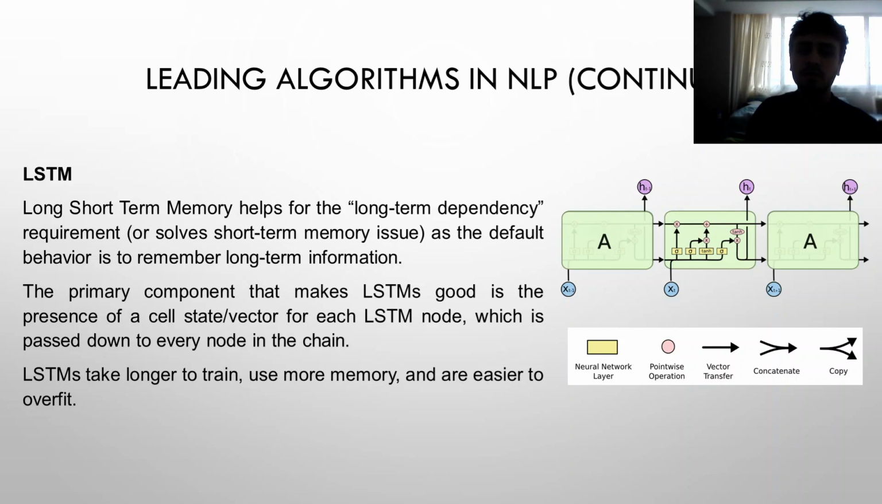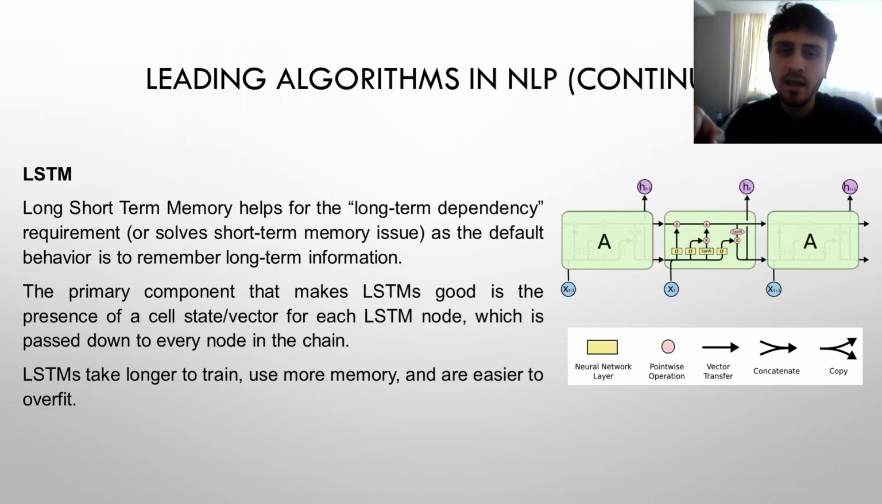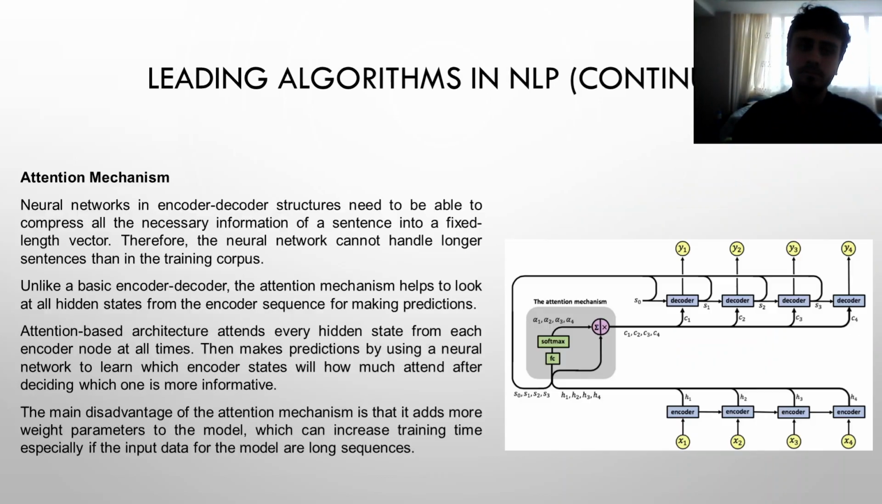The primary component that makes LSTM good is the presence of a cell state vector for each LSTM node, which is passed down every node in the chain. So there is a cell around every chain, and in that cell, it remembers better than RNN. But LSTM's disadvantages are it takes longer to train, uses more memory, and is easier to overfit.